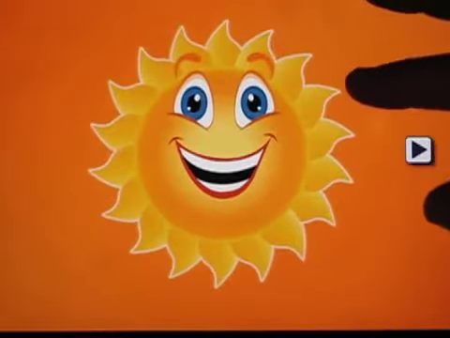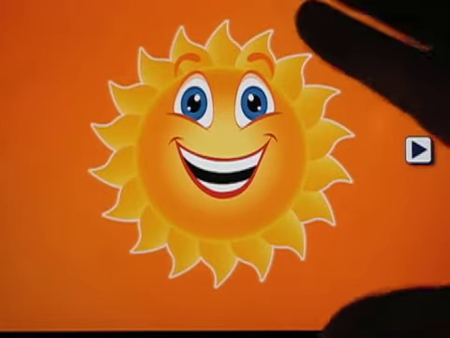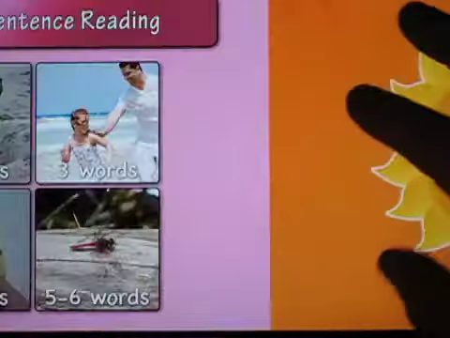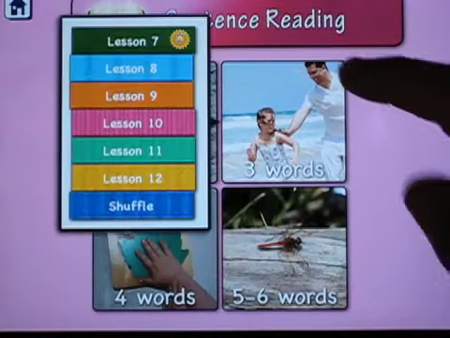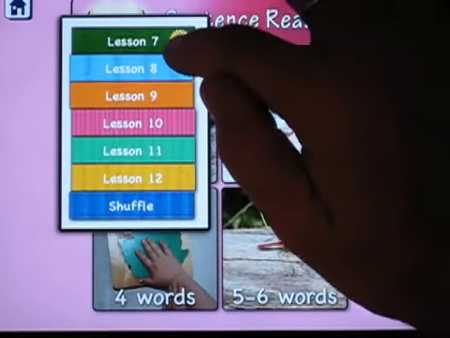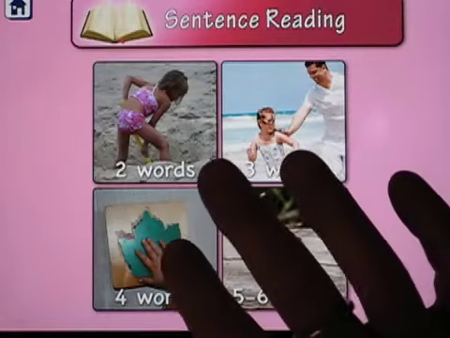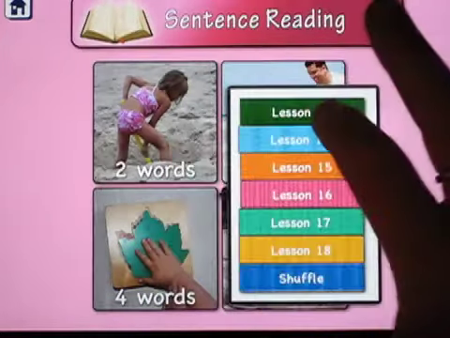So after they've read all of the sentences in that lesson, the sun will pop up to let them know they've completed that lesson, and then when they go back to 3 words, the sun will be there to show that they've done all of that. So now we'll do 4-word sentences. We'll do lesson number 13.